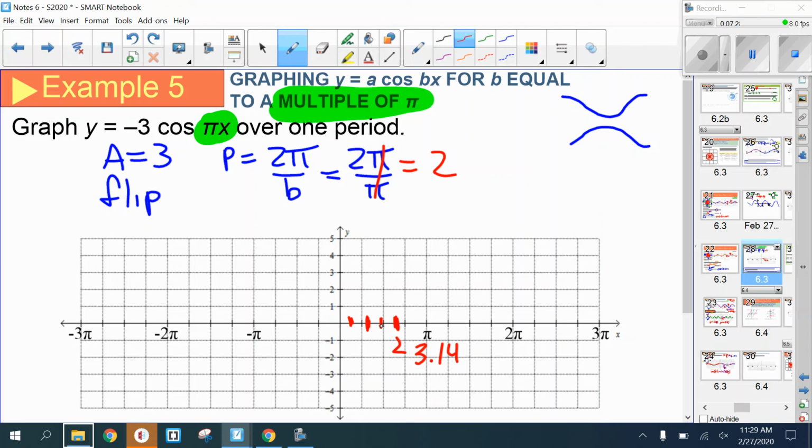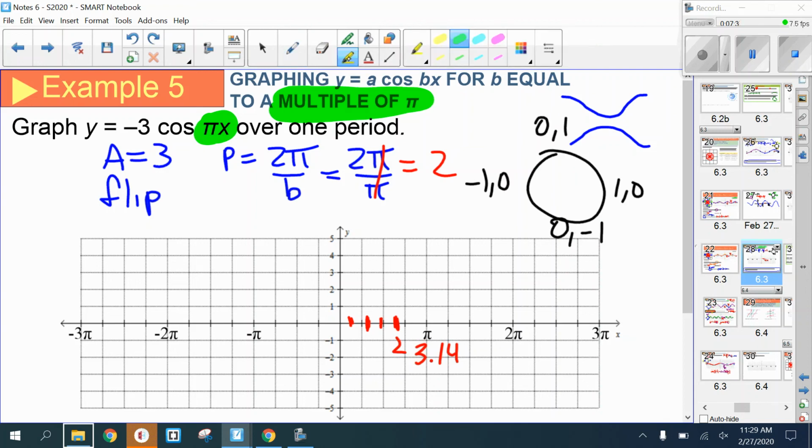Looking at your circle, 1, 0, 0, 1, -1, 0, 0, -1. I keep going back here. I'm looking at a cosine graph, so that means I look at my x number. Normally I would start at 1, but since I've got a multiplier of -3, I take that 1 times the -3, and that means I start down here at -3. My next x number is 0 times -3 is 0. My next x number is -1 times -3 is +3. Now I've got 0 times -3 gives me 0.